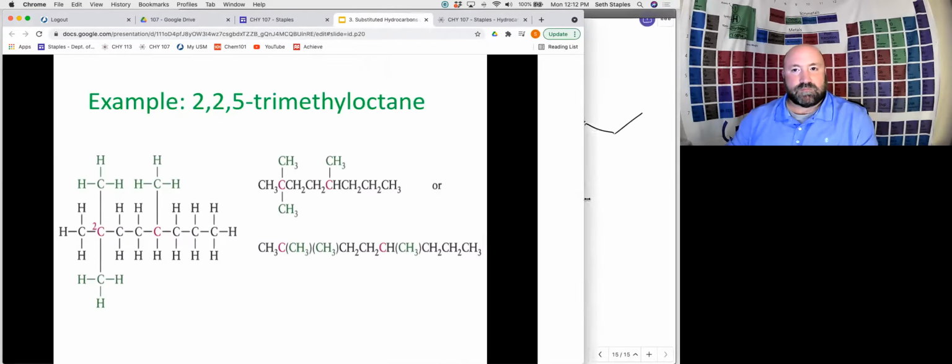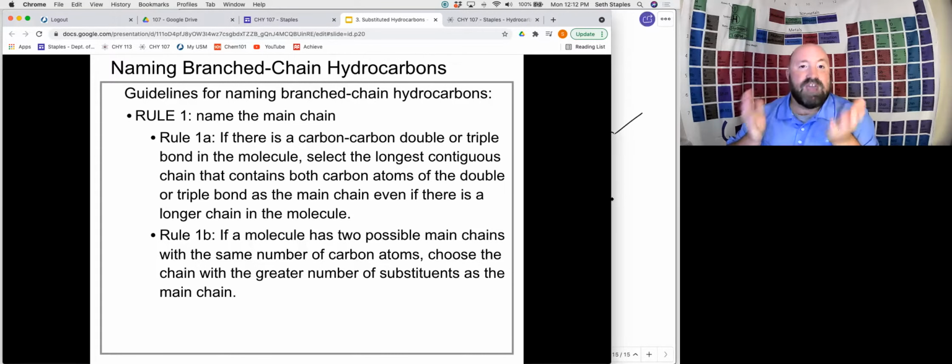Let's look at our guideline for naming. So the first thing we're going to do is always name our main chain. So find your longest continual carbon chain, and that's going to form our root. Now, if it's an alkene or an alkyne, if there's a double or a triple bond in there, now we need to set our longest chain as the one that contains the carbon atoms in the double or triple bond. Even if there is a longer chain somewhere else in the molecule, if it's an alkene or an alkyne, our root has to include our double or triple bond.